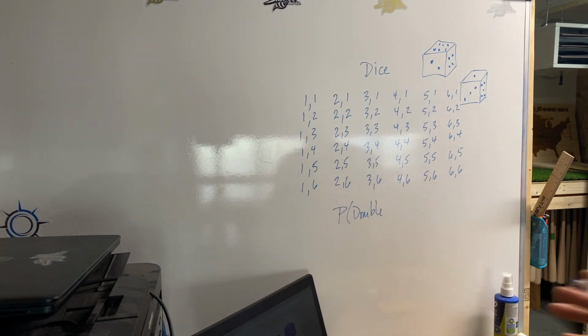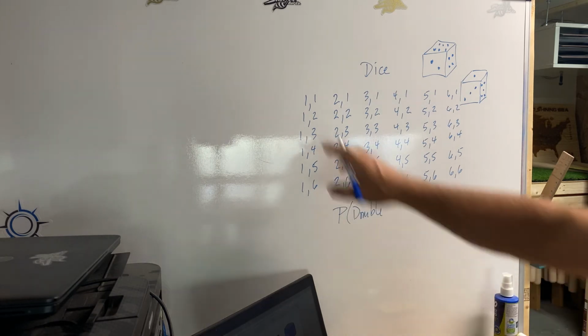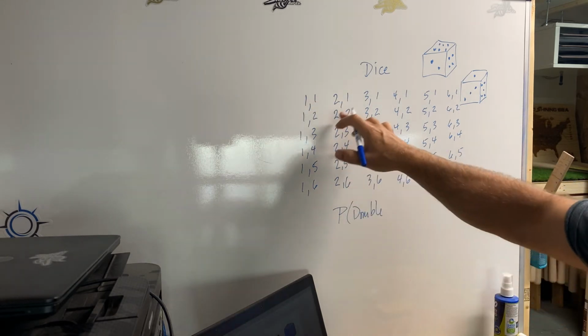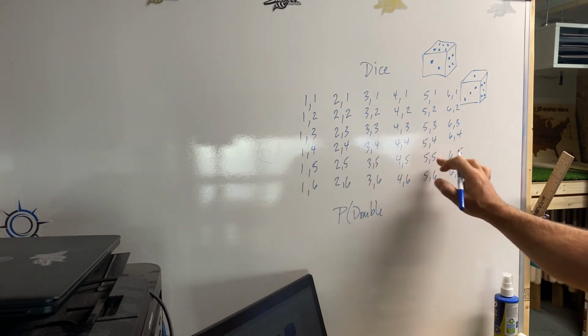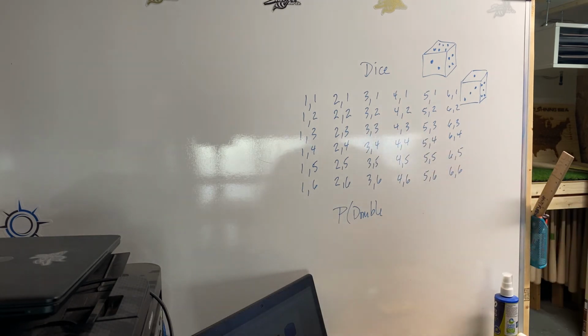So you have to look at all the spots that have the same number. 1, 1, that's a double. 2, 2, that's a double. 3, 3, that's a double. 4, 4, that's a double. 5, 5, that's a double. 6, 6, that's a double. Those are the only places they're going to appear here.